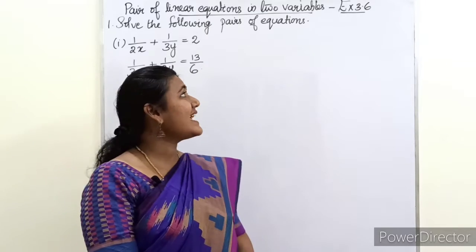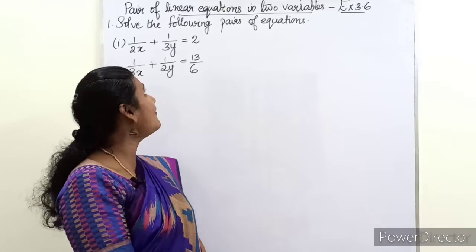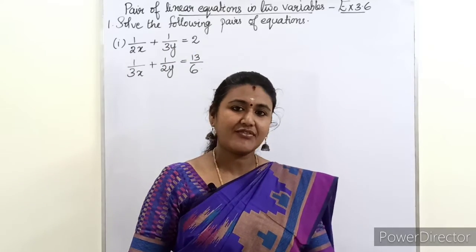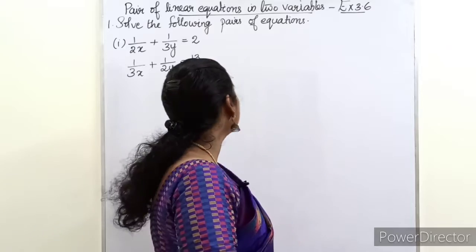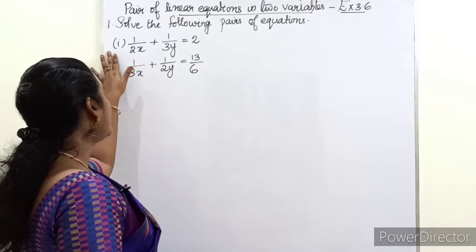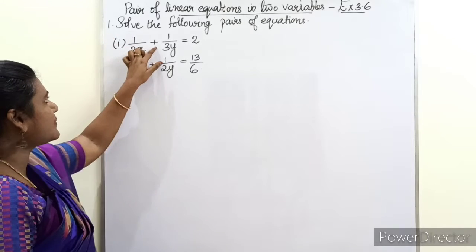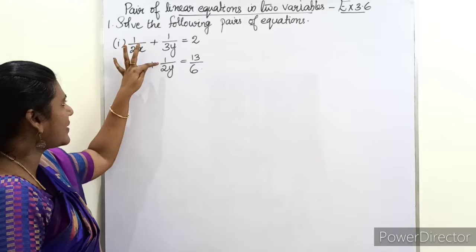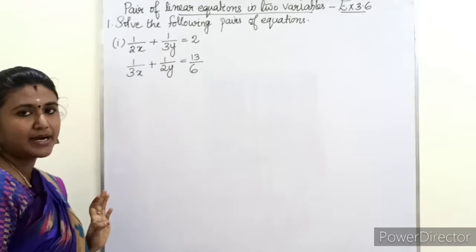Today we will discuss exercise 3.6 of the chapter Pair of Linear Equations in Two Variables of class 10. So the first question is: solve the following pairs of equations. Here the question is 1 by 2x plus 1 by 3y is equal to 2, 1 by 3x plus 1 by 2y is equal to 13 by 6.